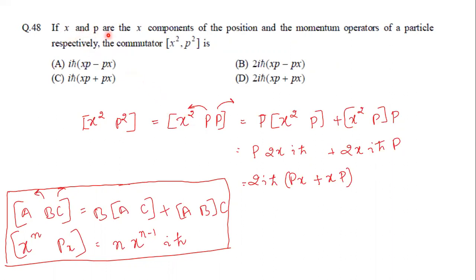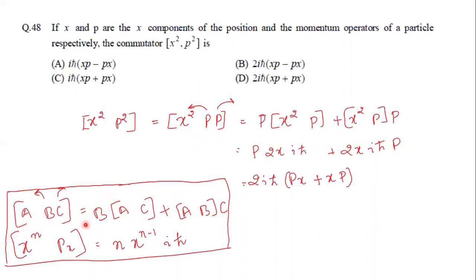If x and px are the x components of the position and momentum operators of a particle respectively, then the commutator [x², p²] is equal to what? We need to write x² and p², where p² is written as p into p. Now we should expand this using this formula, which is used to expand this commutator.